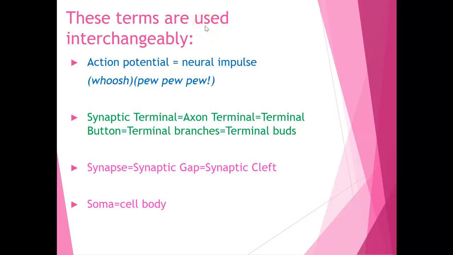Some interchangeable terms: action potential is the same thing as neural impulse. Synaptic terminal, axon terminal, terminal bud, and terminal branch are all the same thing. Synapse, synaptic gap, and synaptic cleft are the same, and so are soma and cell body. They could word them any of those ways on the AP exam.